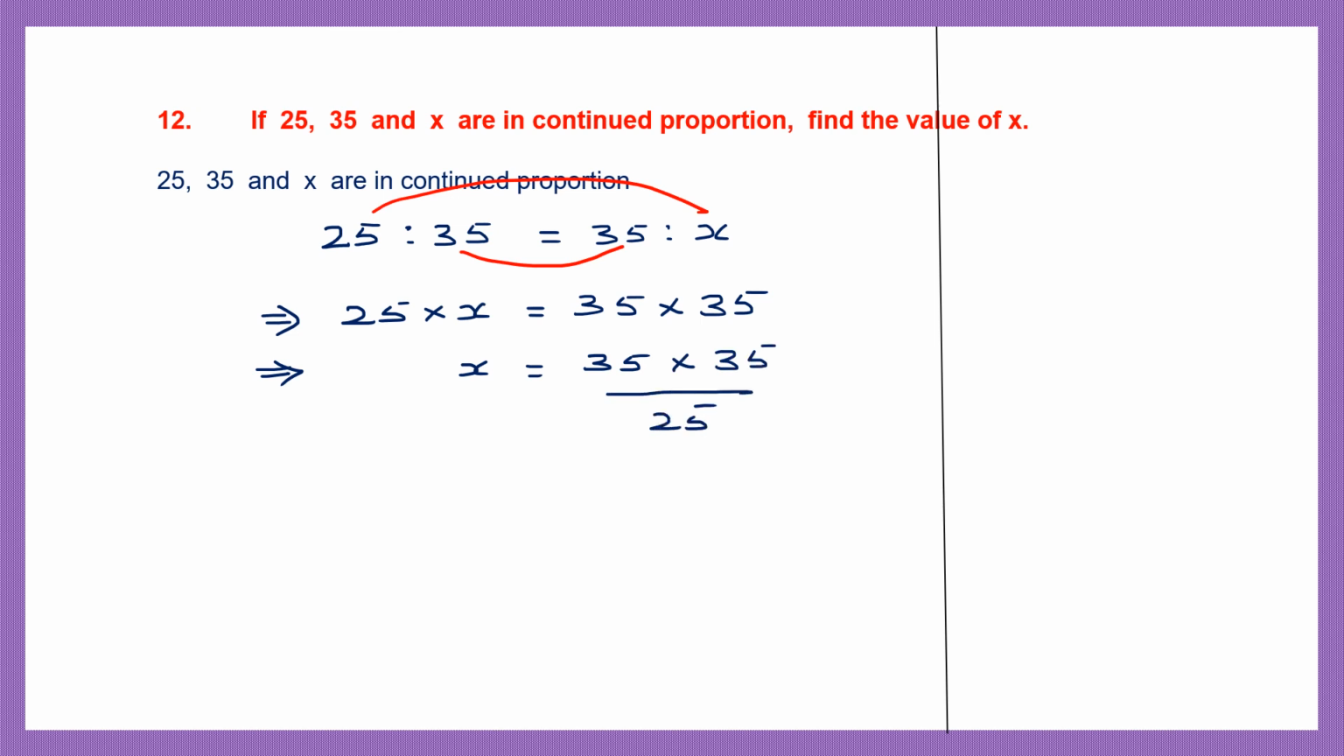Now let's cancel whatever we can. I can cancel 25 and 35 both by 5. 5 fives are 25, 5 sevens are 35. I can still cancel 5 and 35. 5 ones are 5, 5 sevens are 35. So what do I have left in the numerator? I have 7 and 7. 7 sevens are 49. So I have found the value of x to be 49. So this is my answer. x is equal to 49.